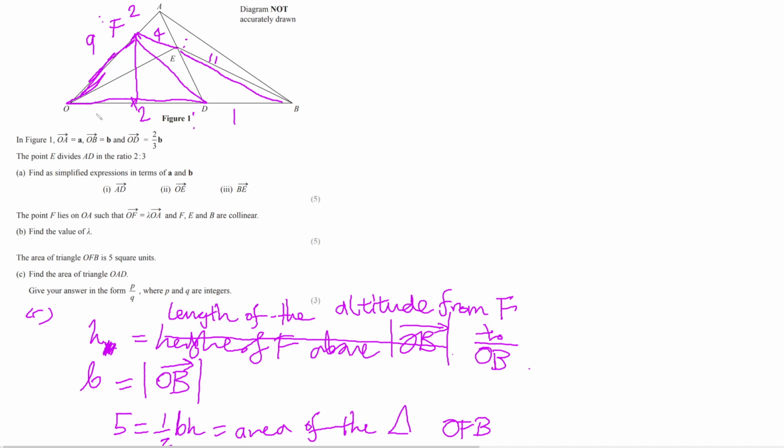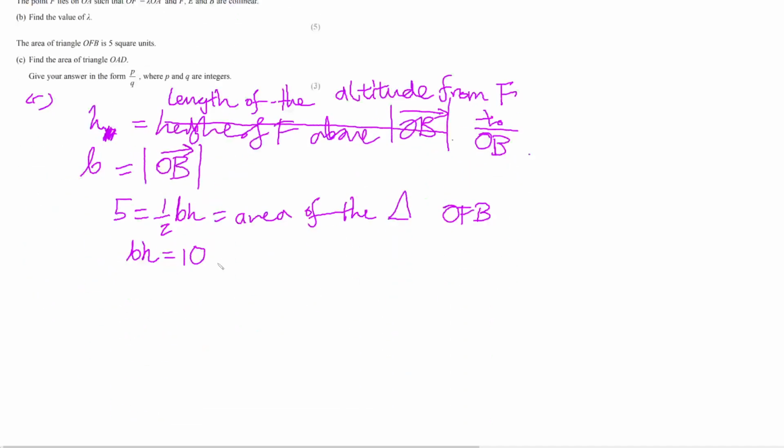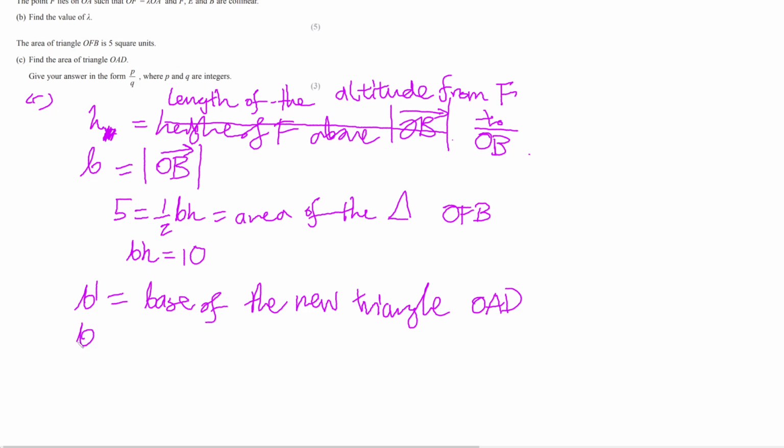The base of this triangle decreases by a factor of 2/3 from OB, because OD is naturally 2/3 as long as OB. So this new base, I'm going to call B apostrophe, or B prime, which is the base of the new triangle OAD, is equal to 2 over 3 times B, or the original base.